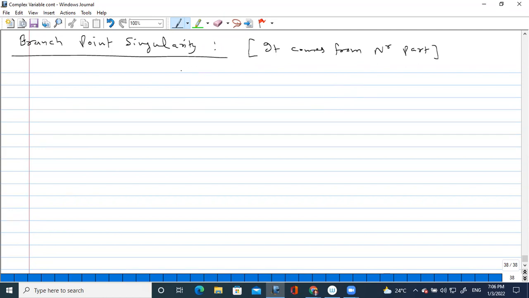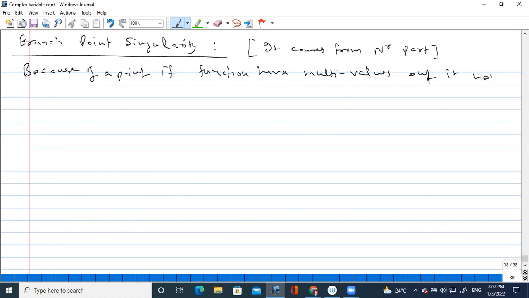So their definition is different from there. Okay? So you can say, because of a point, if function have multi values, more than one, but it is not infinite, definition is totally different. Like in normal singularity or normal pole, we have given the definition at this point, the function is infinite. Understood? But here function is not infinite, but it is multi-valued. Multi-values are there, so we will be confused at which value to take.